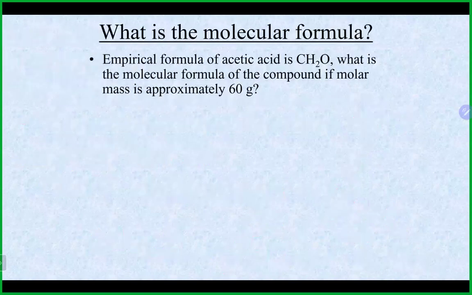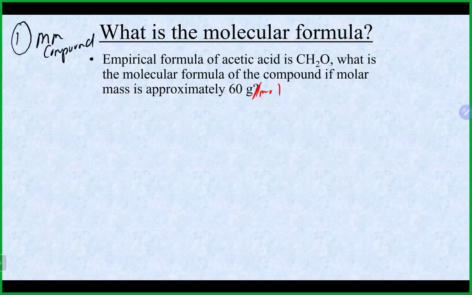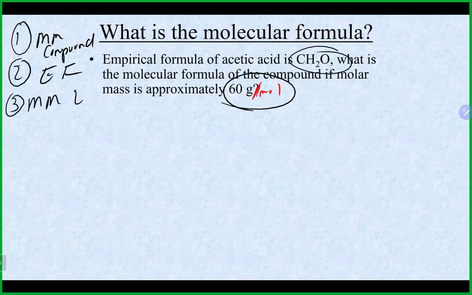All right, so let's try one here. The empirical formula of acetic acid is CH2O. What is the molecular formula? Again, we're looking for the molecular formula, and we need three things. We need the molar mass of the compound, which is typically given to you, so that is what the 60 there is. We need the empirical formula, which in this case was given to us, so we don't have to calculate it ourselves.